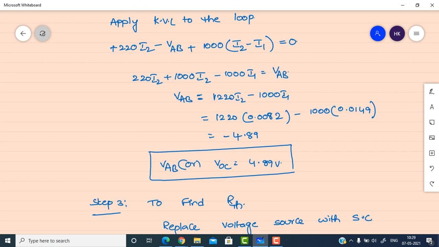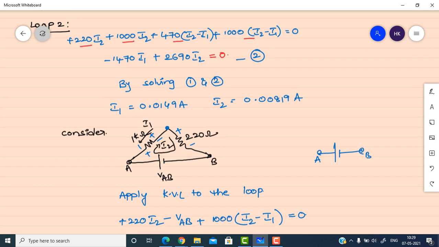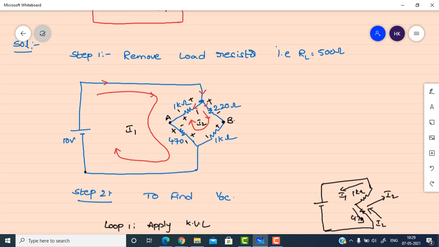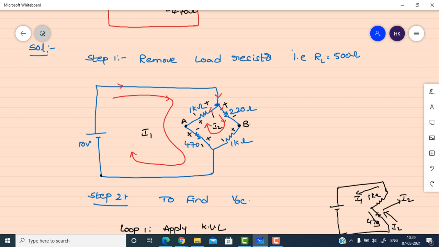So practice this problem once again. If you have any doubts, you can ask me. So tomorrow I will start the second unit.